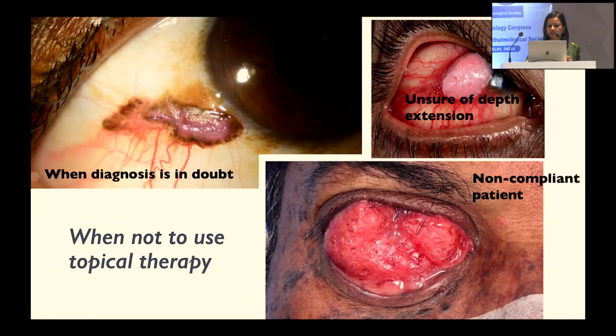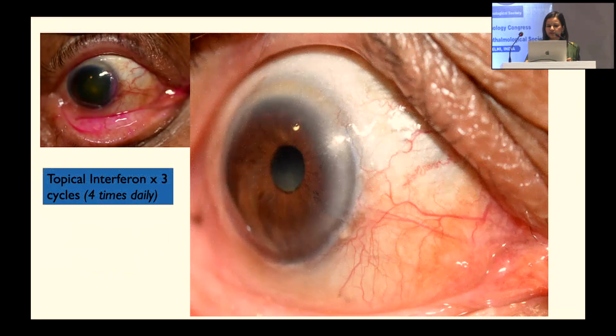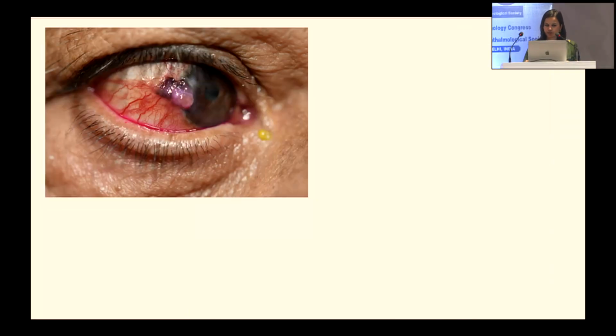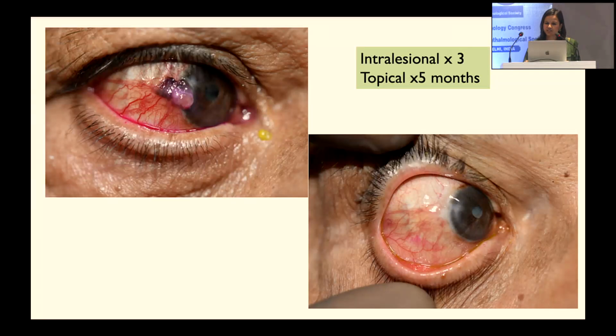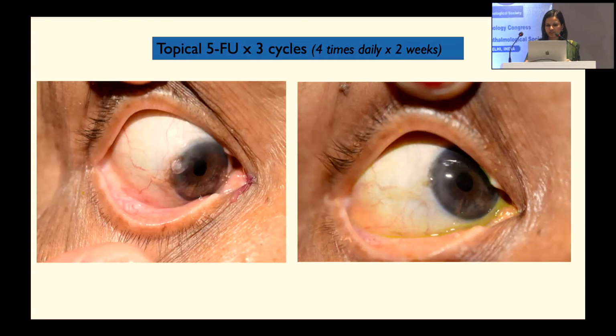What is important is to know when not to use this therapy. Definitely when you're unsure of the depth of the extension, with a non-compliant patient, and when the diagnosis is in doubt. And interferon works wonderfully well. We give it in monthly cycles, as reconstituted drops. Intralesional with topical is also something that works really well, as you can see in the patient here.